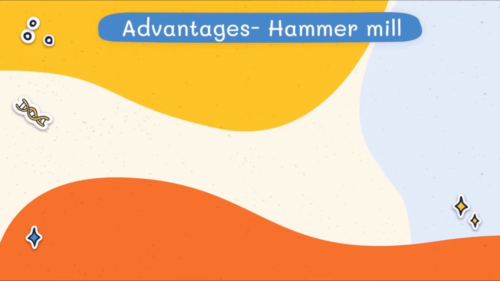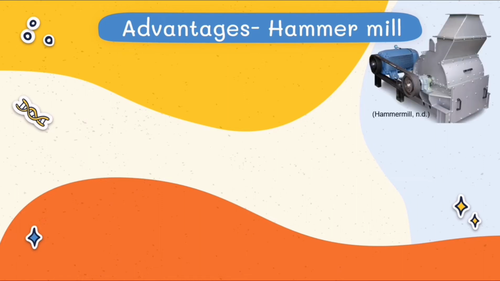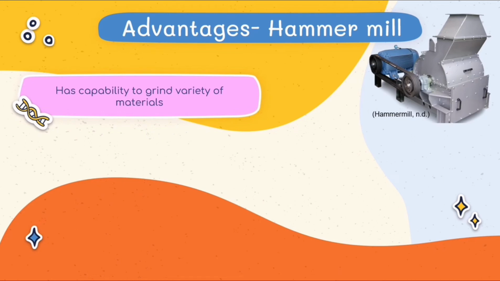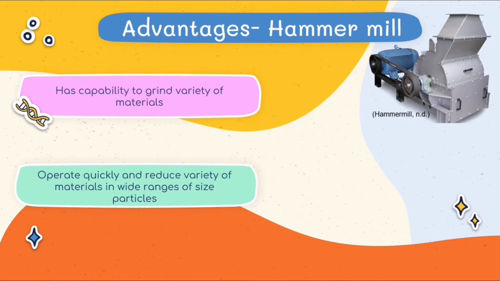Moreover, there are many advantages of the hammer mill, such as the capability to grind a broad variety of materials. Next, hammer mills operate quickly and can reduce many materials in a wide range of size reduction. This is because hammer mills have holes at the bottom that can be modified to allow operators to get the required material size. The aperture is manually set by the operator before each operation, and as the hammer mill grinds the materials, the particles that match the opening escape the crushing chamber.